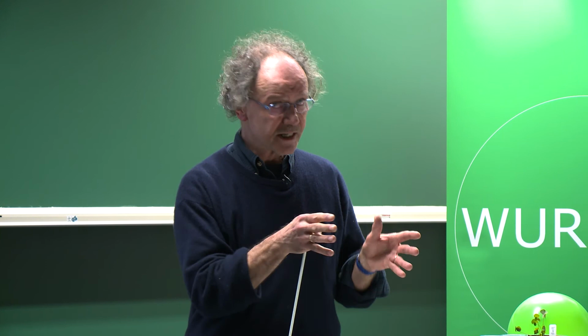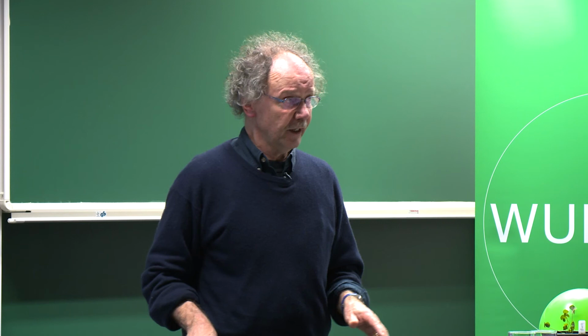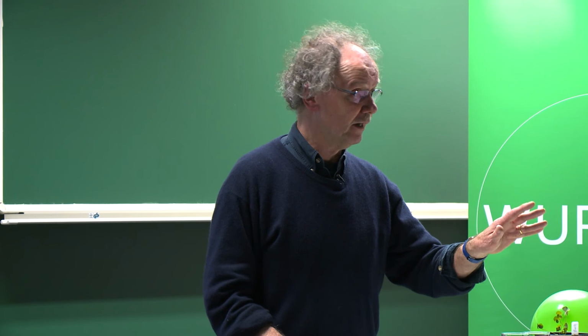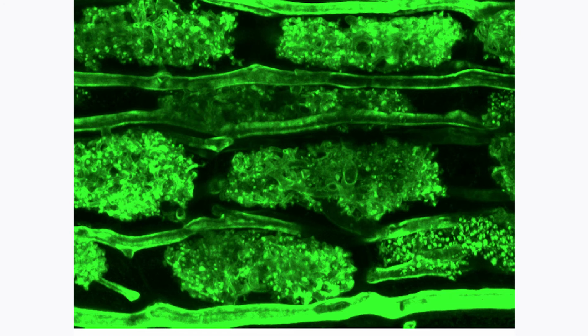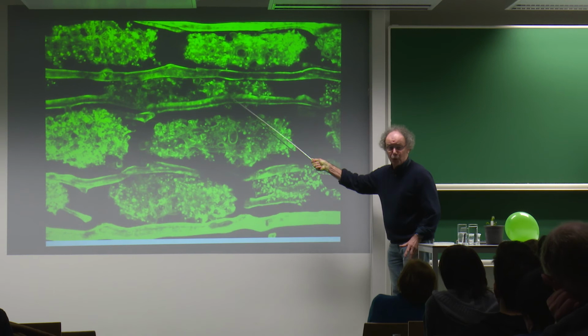What is similar to rhizobium? Also, this is surrounded by a membrane of the host. So the structure that you see inside the cell is also surrounded by a membrane of the host for the same reason. No symbiosis without such a membrane. Here you see it in fluorescence. In fact, it's the same. Hyphae between the cells, and this here are the arbuscules.